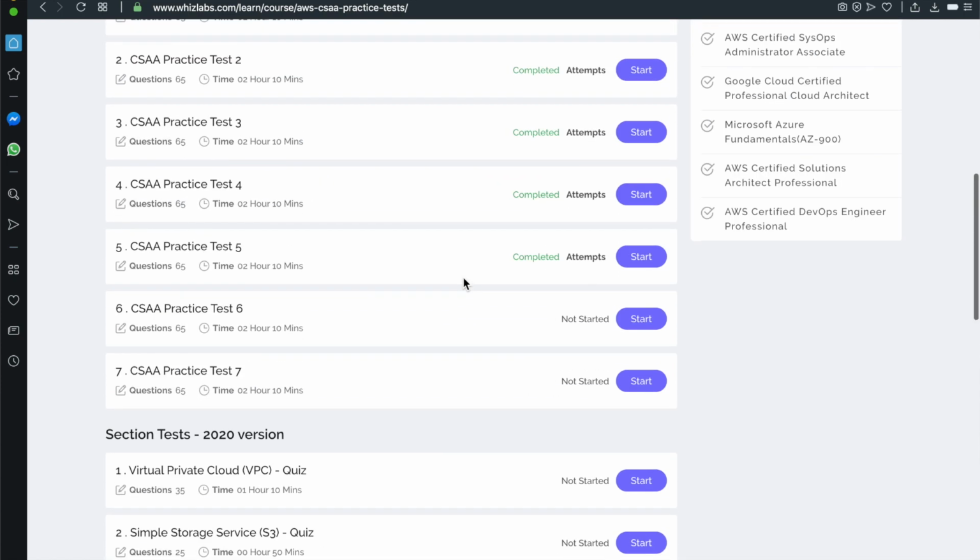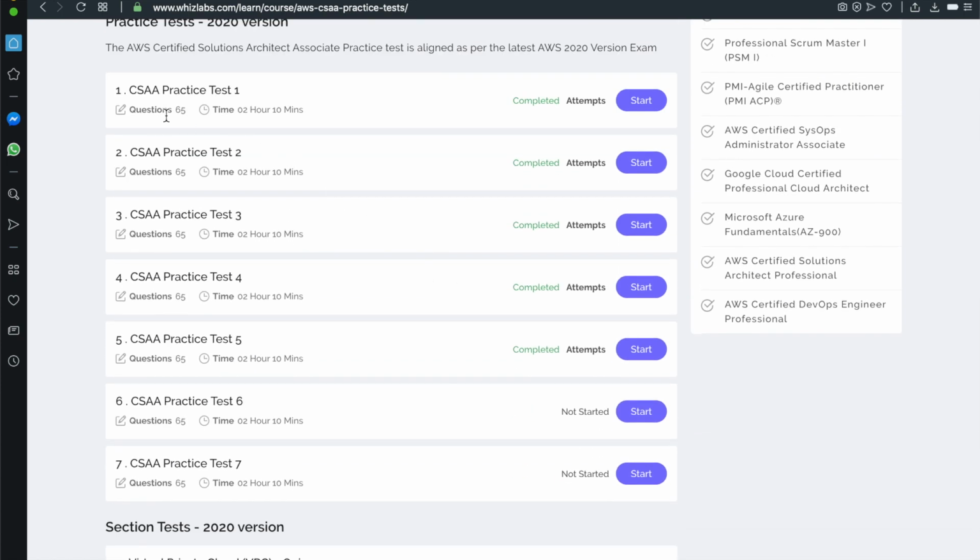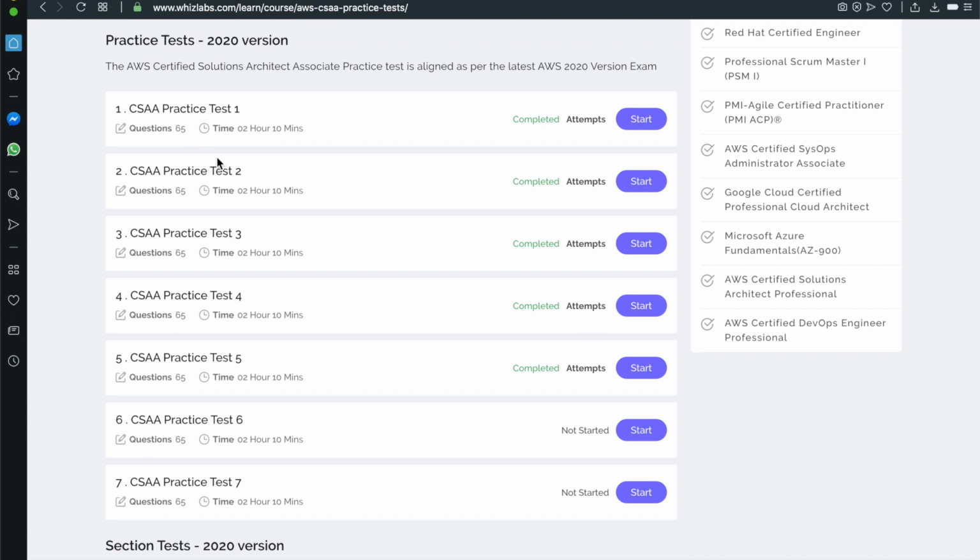It has a lot of tests. For the full tests, it has a total of 65 questions. That's the real number of questions that you are going to encounter in the real exam. So they have a total of 7 complete tests.